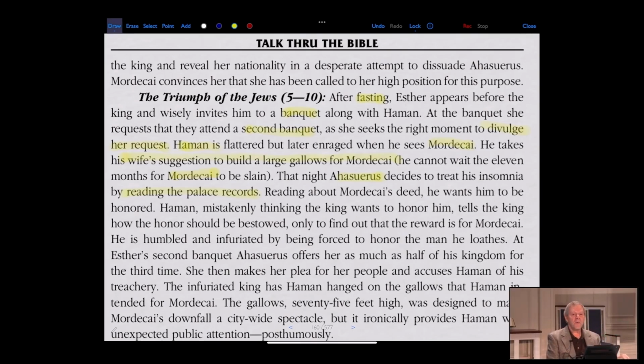And of course, at this point, it was Haman who was there, came early. He was the first guy in the court because he was so eager to have Mordecai killed and hung on his gallows. So he calls him in. And as the story continues here, reading about Mordecai's deeds, he wants him to be honored. So Haman, mistakenly thinking the king wants to honor him, as an egoist would, thinks: oh, it must be about me. Who would the king want to honor more than me?